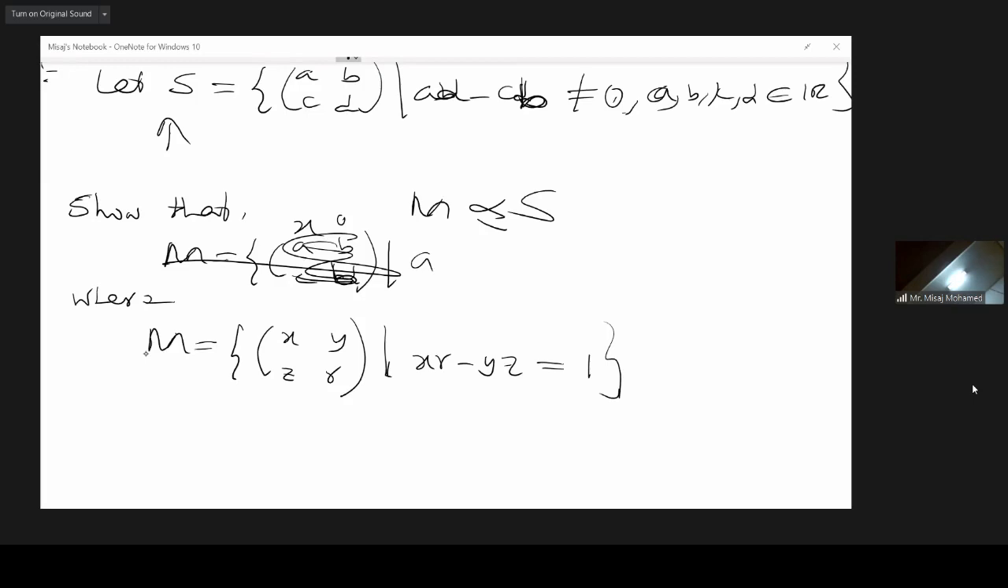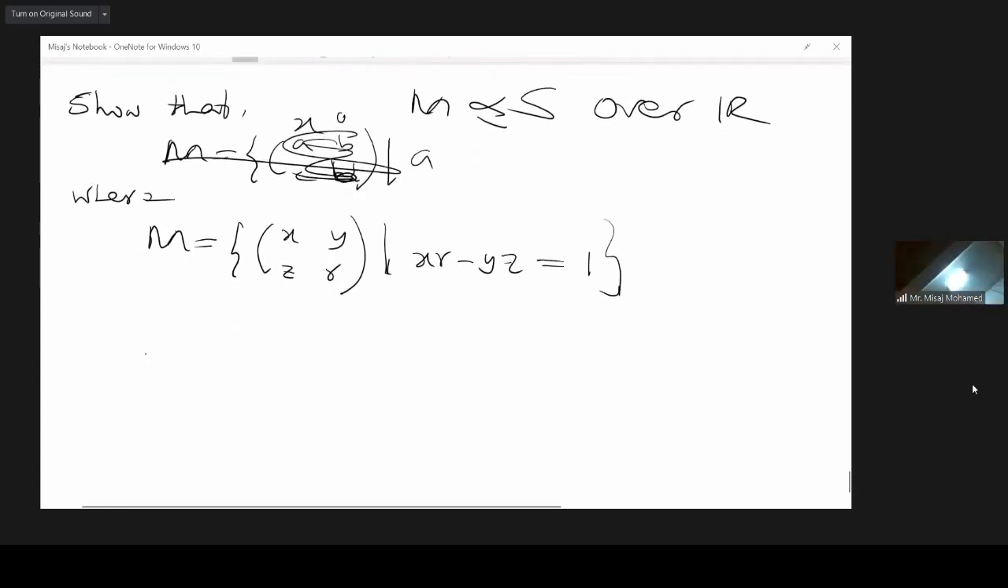How to show? Using the above theorem, easily you can show that. So you have to take two elements from M and show that M is a subspace over the field R, right? So, solution.